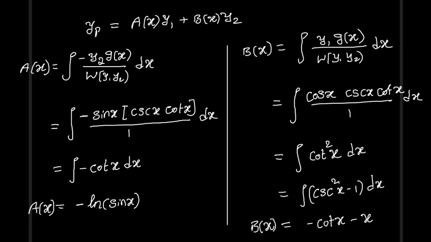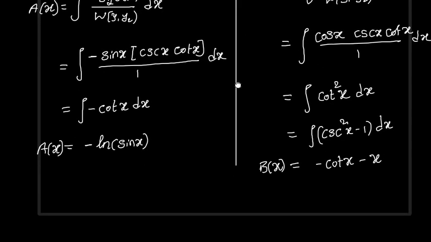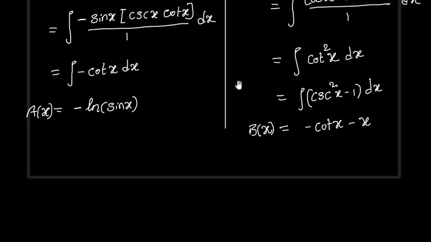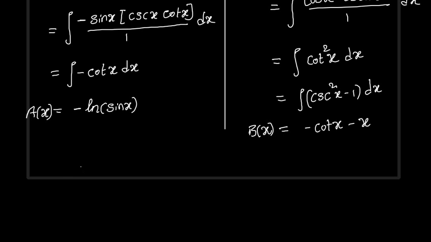So now we got a of x and b of x. Now using this, we can write yp. Therefore the particular integral is, the formula is this one: a of x into y1 plus b of x into y2. It means, what is a of x here? Minus ln of sin x.